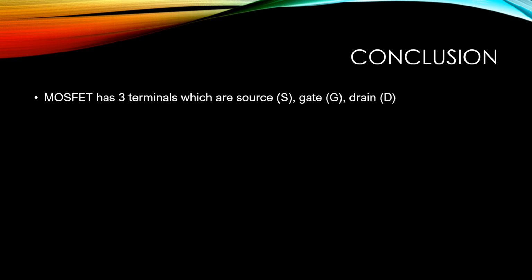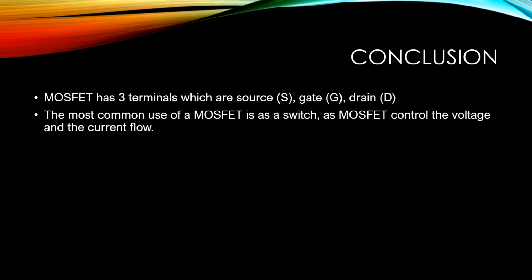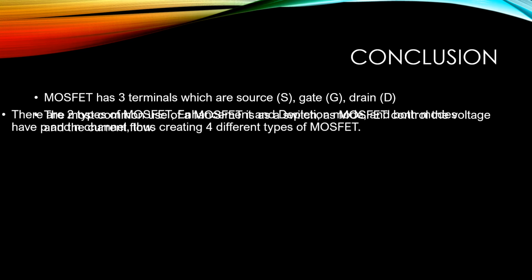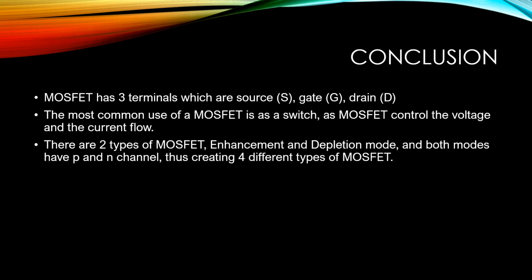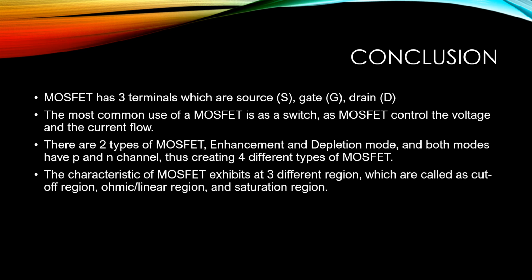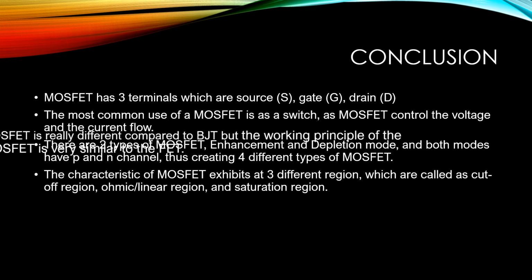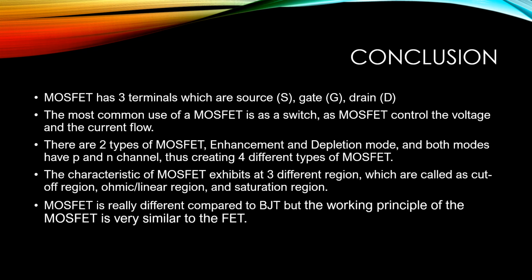In conclusion, the MOSFET has three terminals which are source, gate, and drain. The most common use of a MOSFET is as a switch, as a MOSFET controls the voltage and the current flow. There are two types of MOSFET, enhancement and depletion mode, and both modes have P and N channels, thus creating four different types of MOSFET. The characteristics of the MOSFET exhibit three different regions, which are called the cut-off region, ohmic or linear region, and saturation region. And lastly, the MOSFET is really different compared to the BJT, but the working principle of the MOSFET is really similar to the FET.